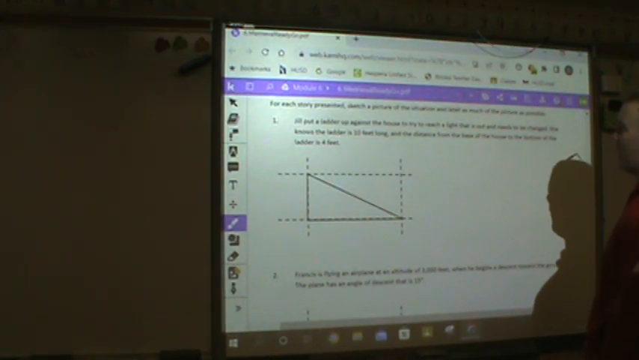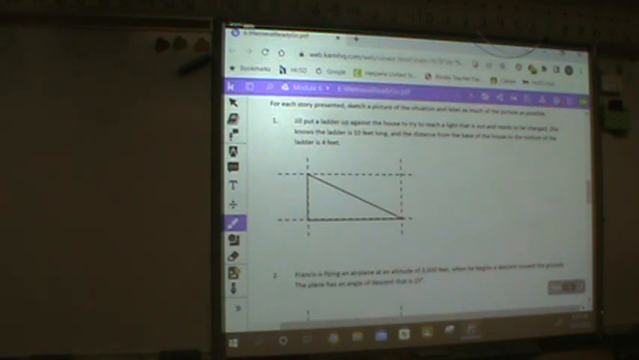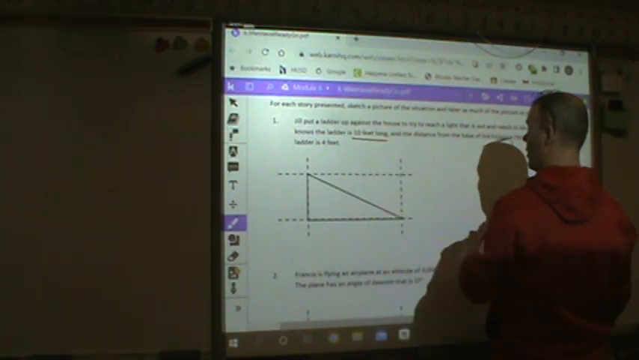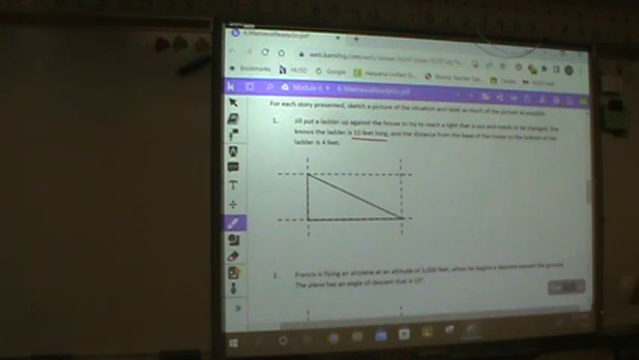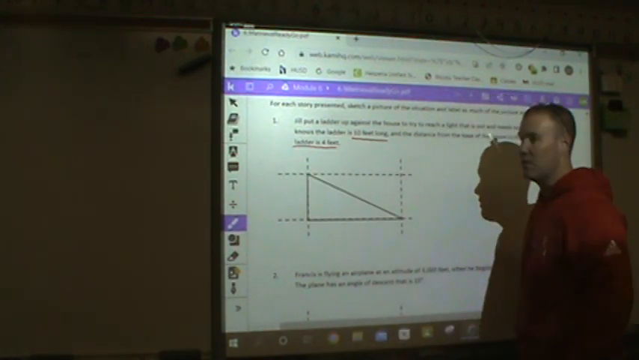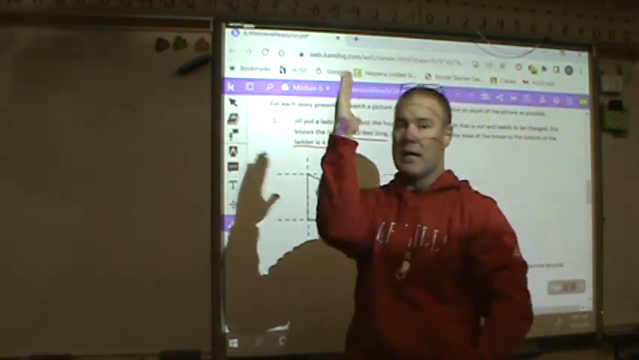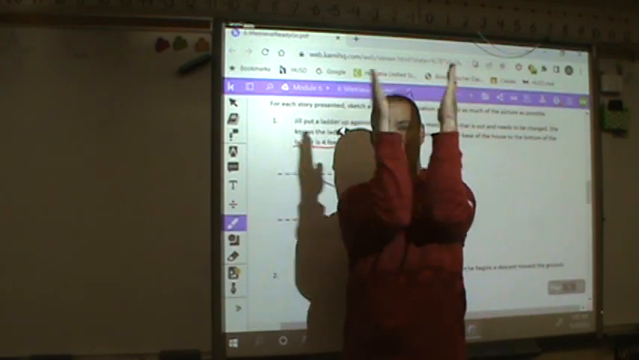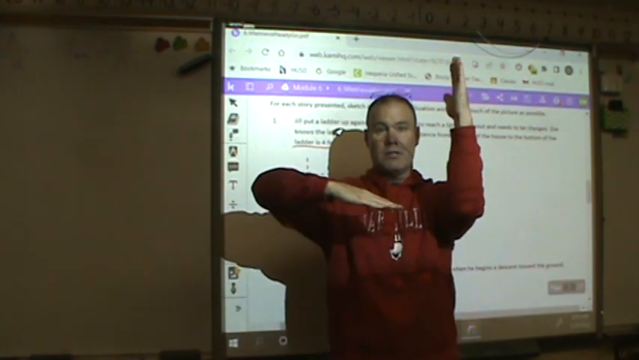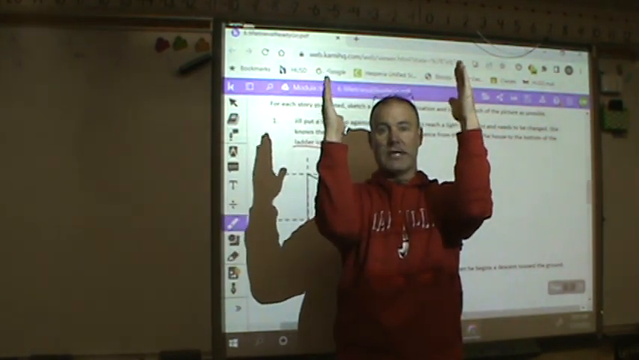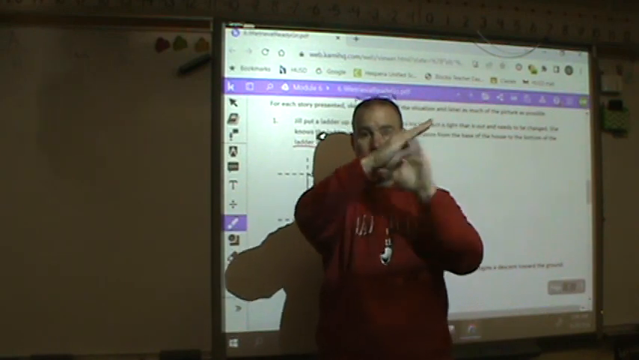Jill put a ladder up against a house and is trying to reach a light that is out. It needs to be changed. She knows the ladder is 10 feet long, so I'm going to highlight that. There's some dimension. And the distance from the base of the house to the bottom of the ladder is 4 feet. Think about a ladder leaning against a house. If this is my ladder, ladders don't go against houses this way. Ladders go against houses this way, right? They go at an angle.